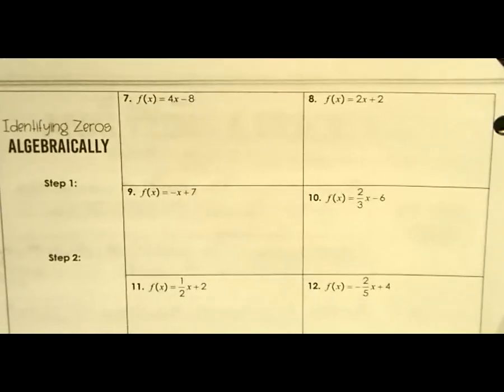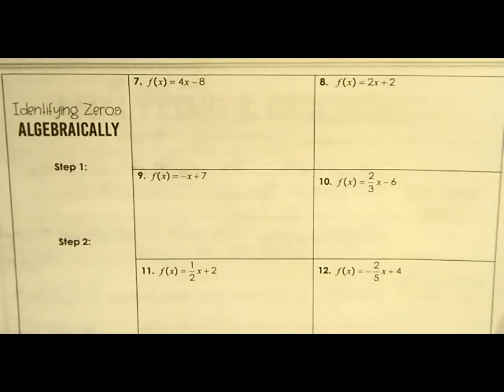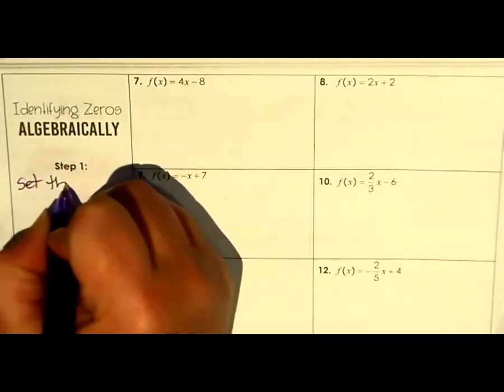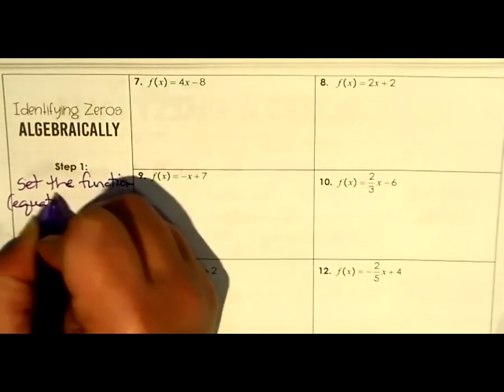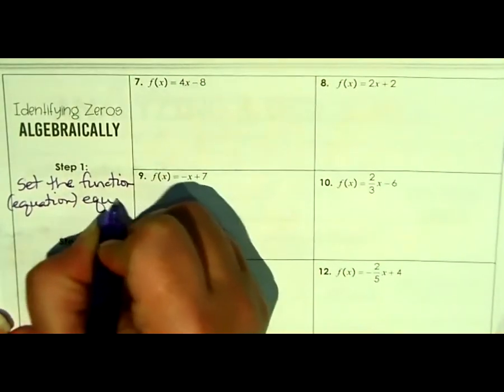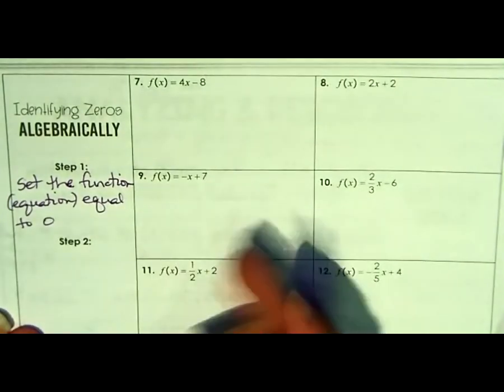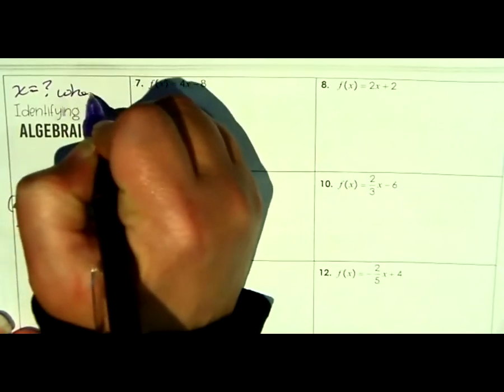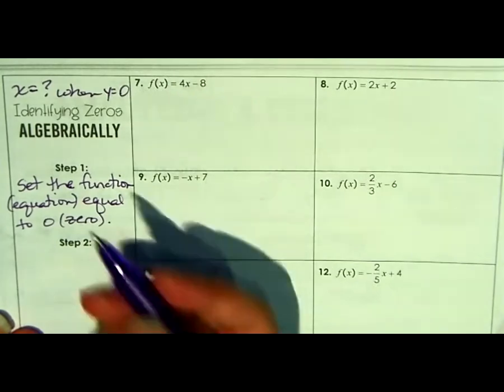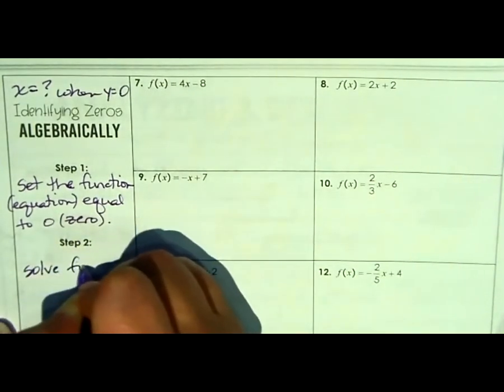Now we're pulling in the algebraic method. Okay, so looking at this, this is where we're going to pull in some more information and some steps that we have to do. All right. First things first, the steps you have to follow. Set the function, we can think of it as equation, equal to 0. Remember, the ultimate goal is I want to know what does x equal when y equals 0. That's what I'm trying to do. And then for step 2, solve for x.